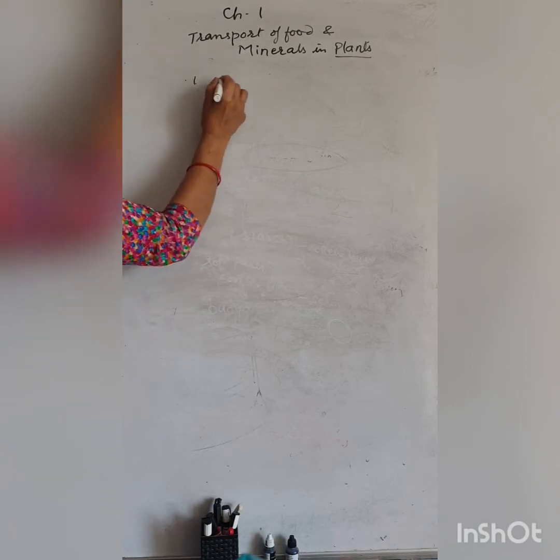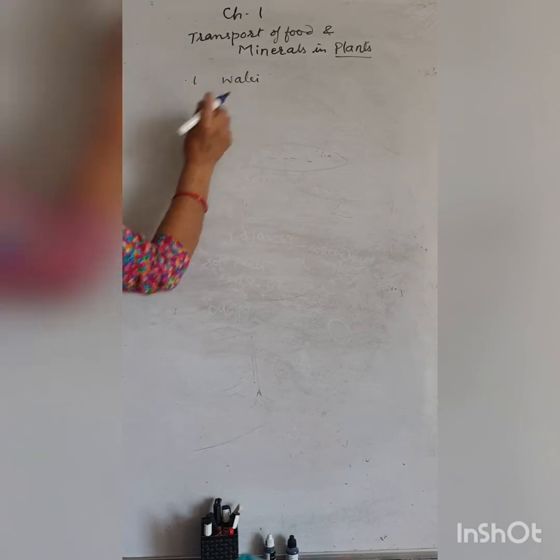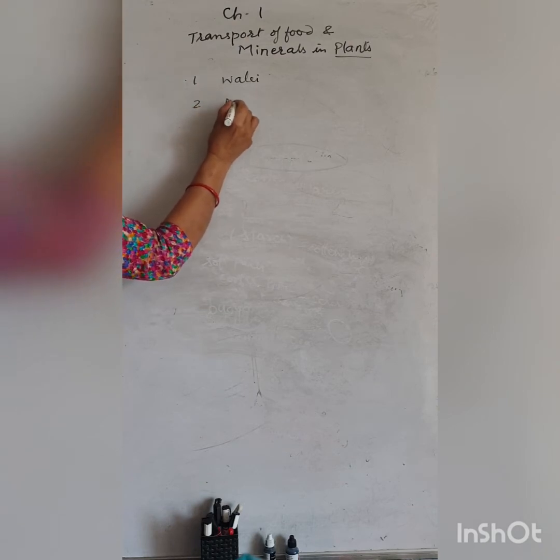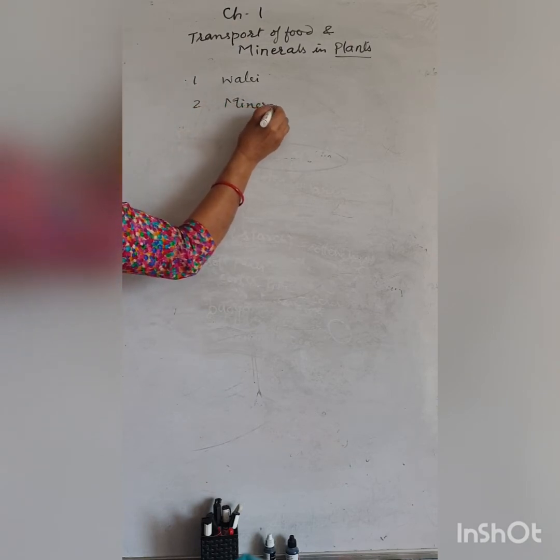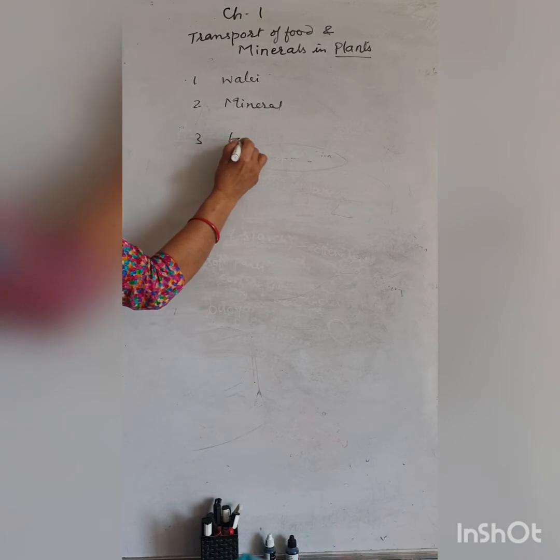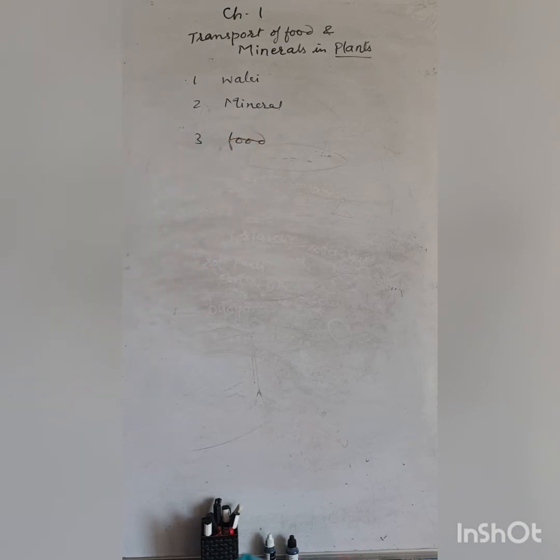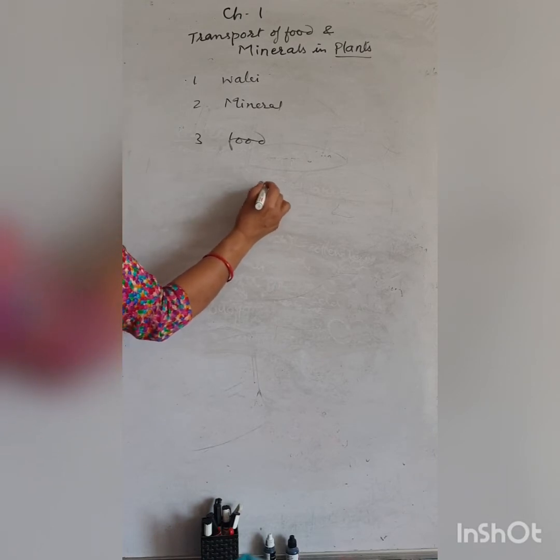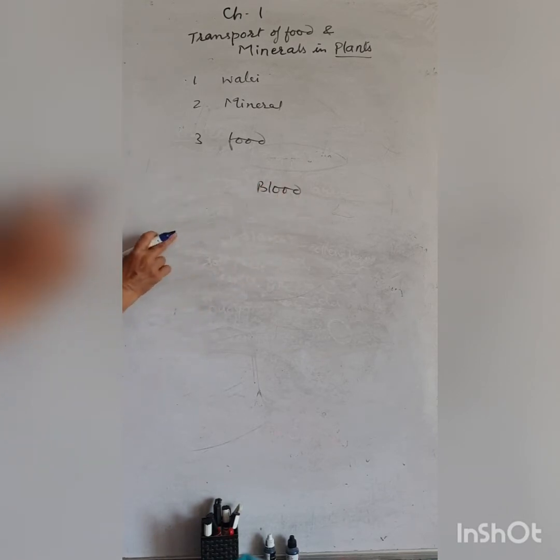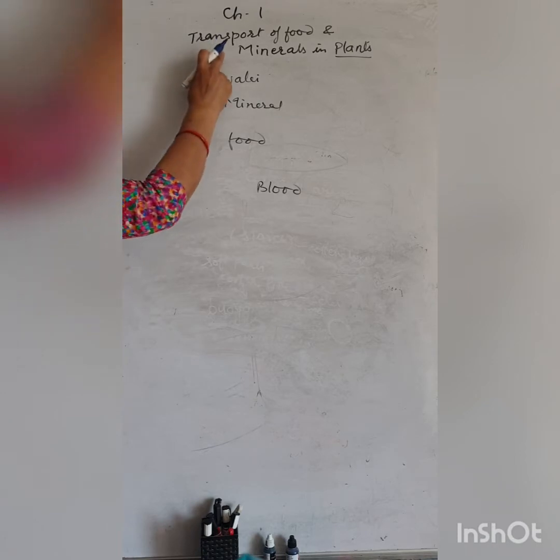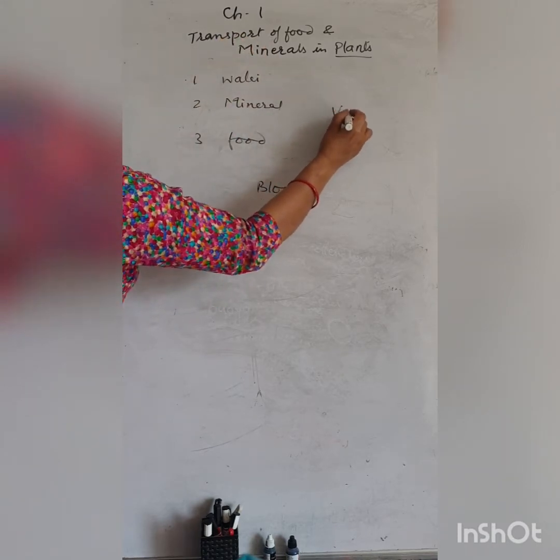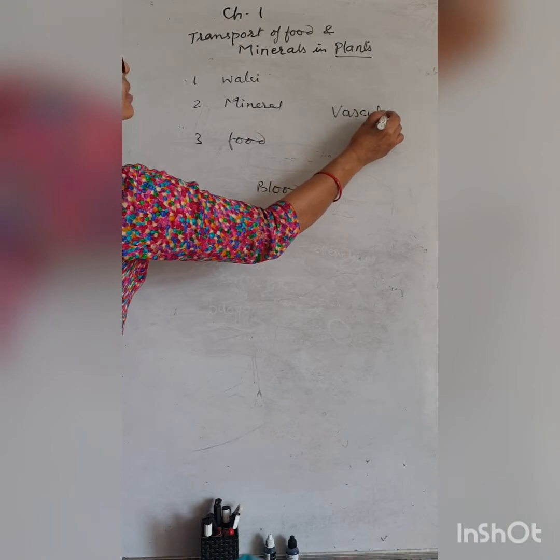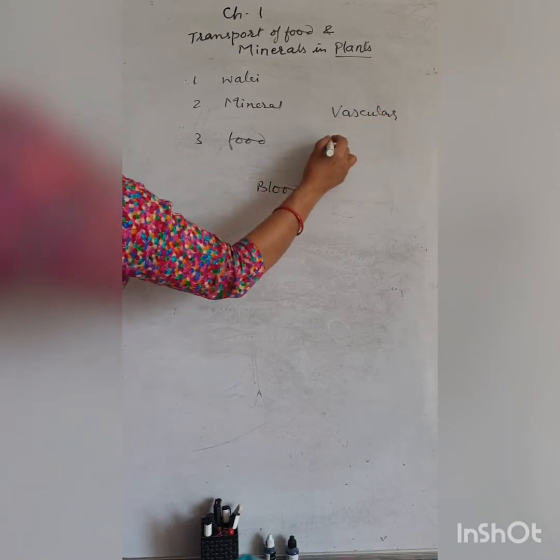First, water is transported in the plant. Minerals are transported in the plant. The prepared food is transported in the plant. In our body, the nutrients and water are transported through the blood. In plants, the transport system is called vascular or conducting tissues.